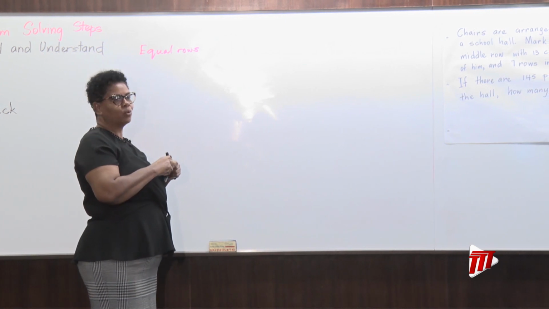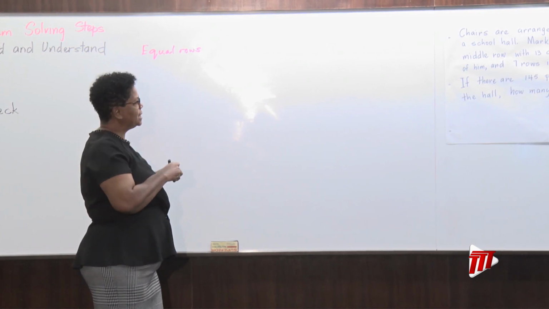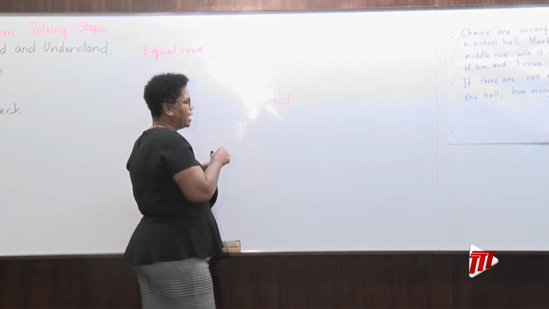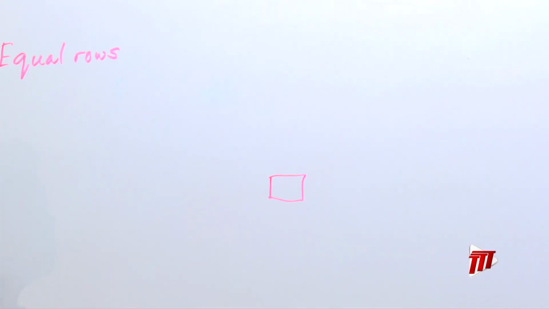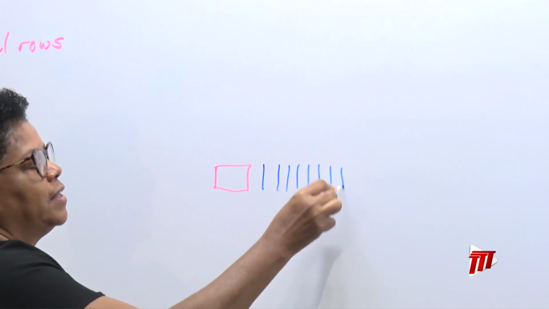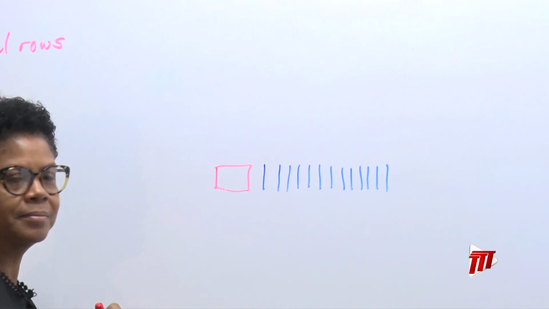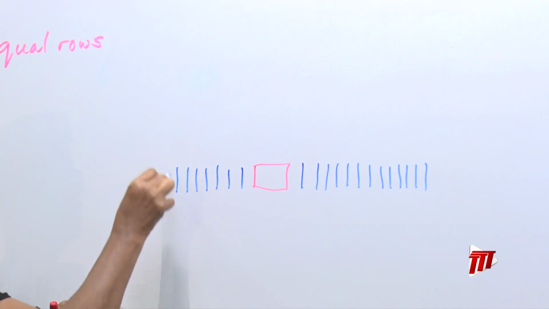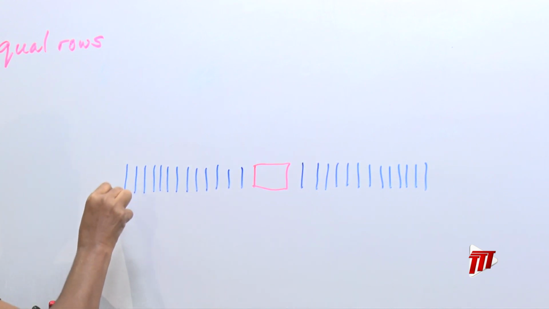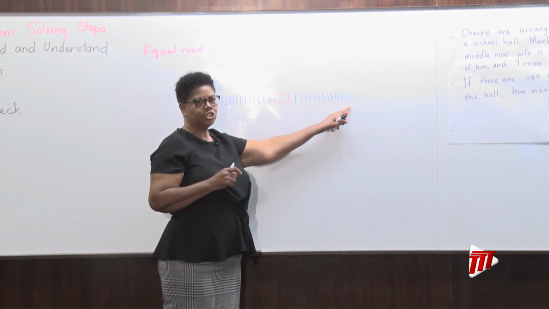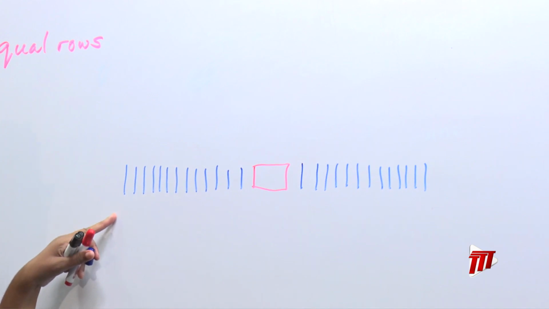Mark is sitting in the middle row. So Mark is sitting, let's say, put this right here for Mark. Mark is sitting there, and he has 13 chairs on either side of him. So we'll put a stroke for a chair. 1, 2, 3, 4, 5, 6, 7, 8, 9, 10, 11, 12, 13 on either side. 1, 2, 3, 4, 5, 6, 7, 8, 9, 10, 11, 12, 13. So this is Mark's chair. And there are 13 chairs on this side and 13 chairs on that side.